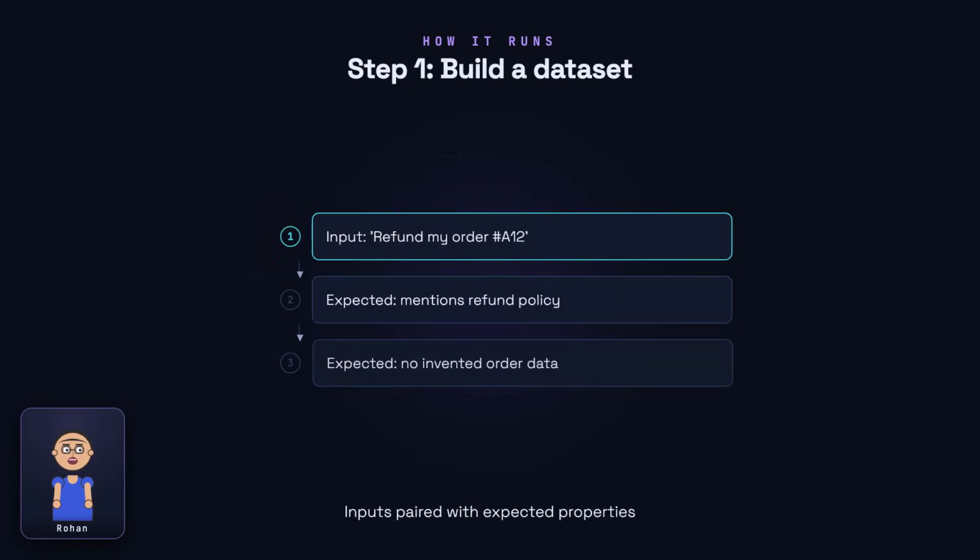Step 1 is the dataset. Collect real inputs your feature will see: questions, tickets, documents. For each one, write down not the exact answer, but the properties a good answer must have. Here, the reply must mention the refund policy and must not invent order details.